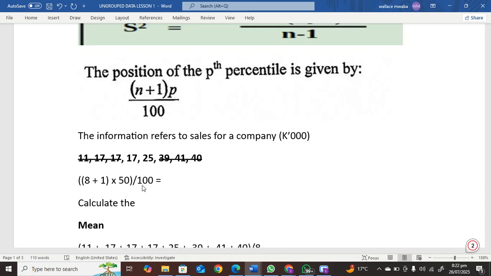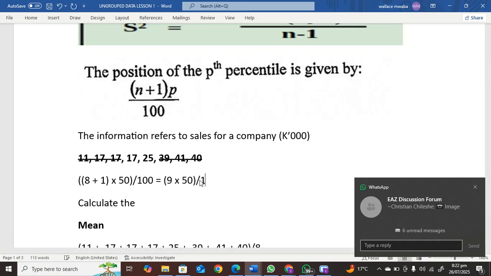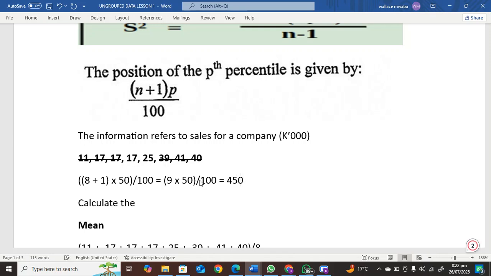8 plus 1, that is 9. 9 times 50, that is 450. 450 divided by 100, that is 4.5. So the median is in the 4.5 position. So you count here 1, 2, 3, 4. So 4.5 is between 17 and 25.